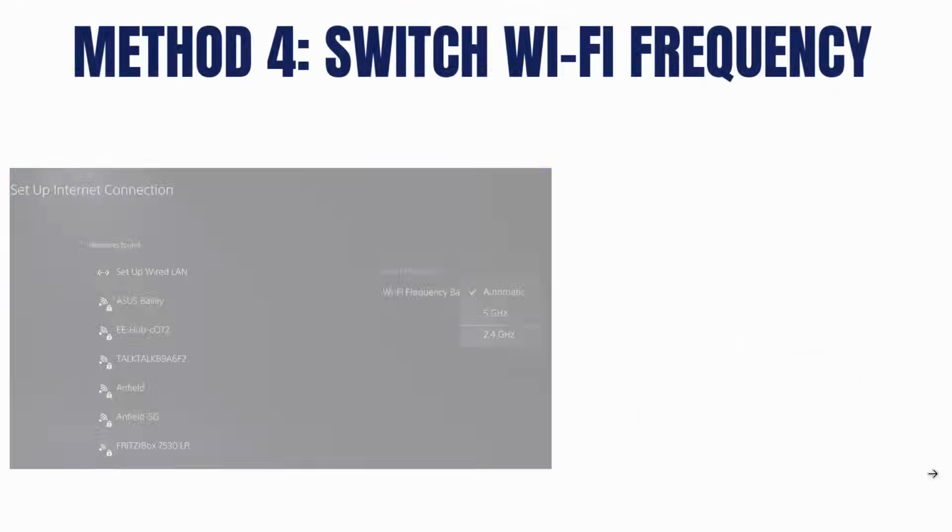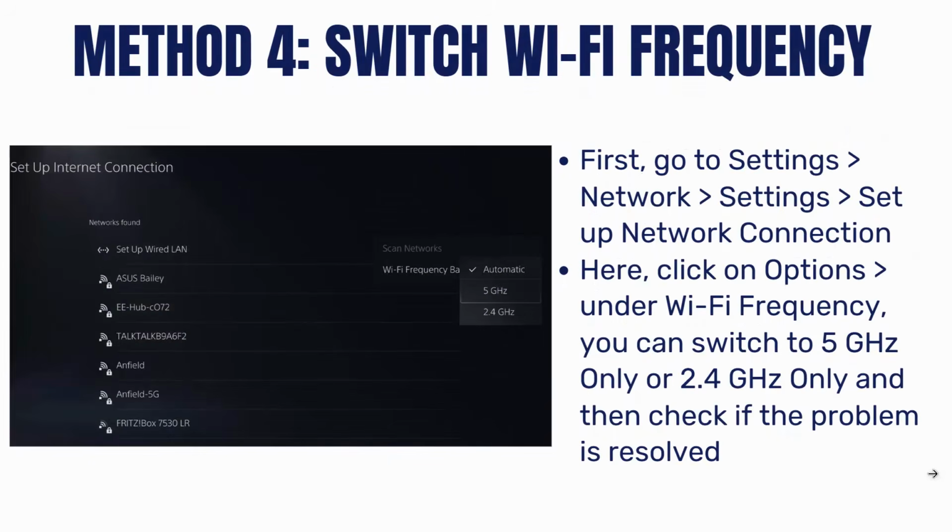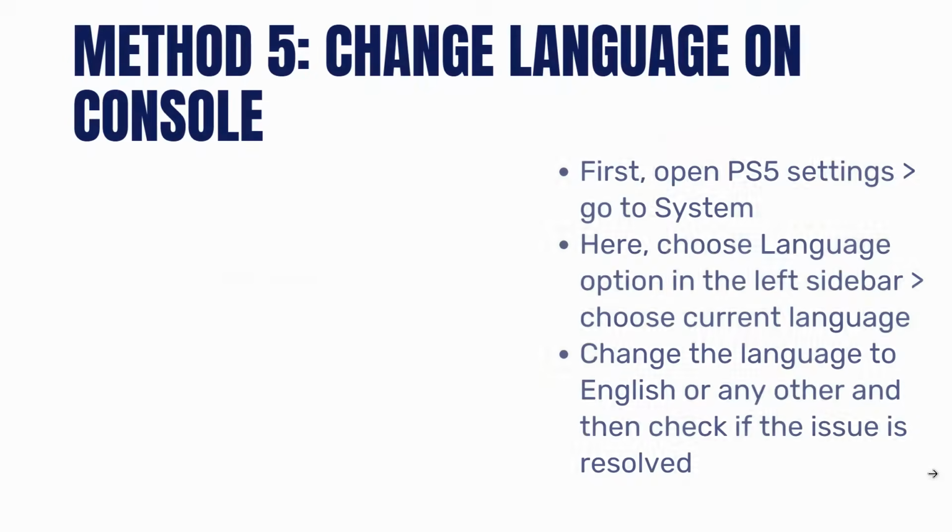The next method is to switch the Wi-Fi frequency. For this, first go to settings, then network, then settings, then set up network connection. Here click on options. Under Wi-Fi frequency, you can switch to 5 GHz or 2.4 GHz and then check if the problem is resolved.